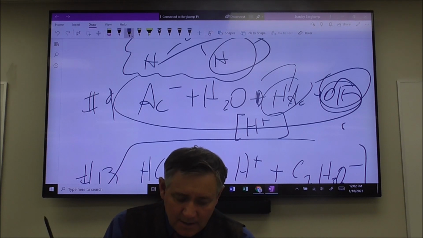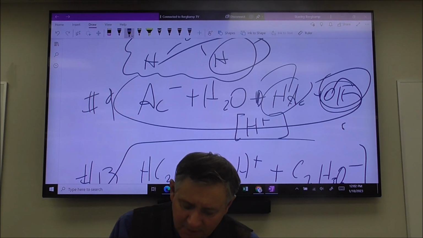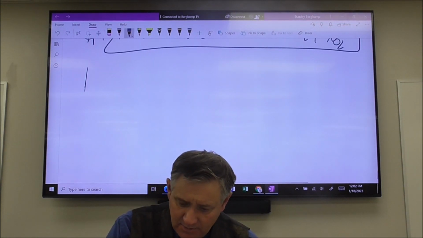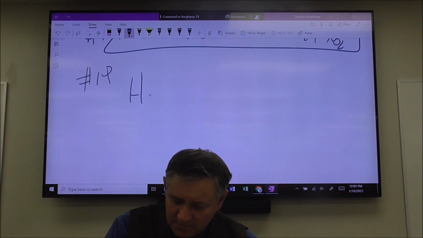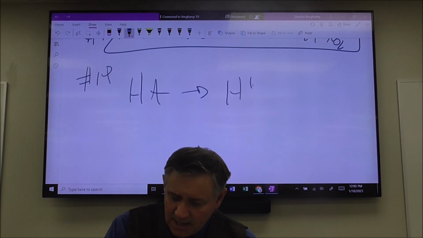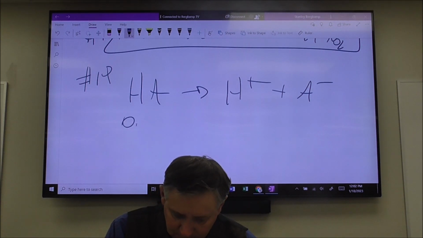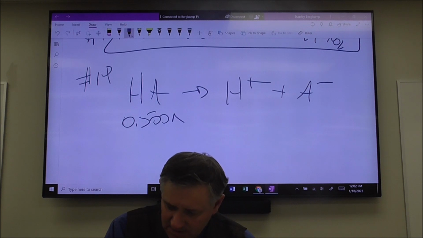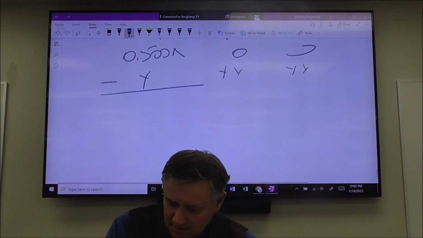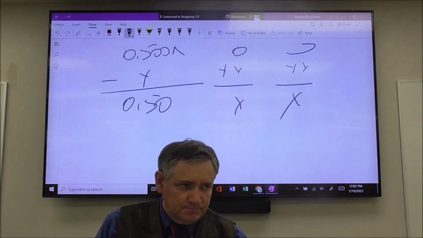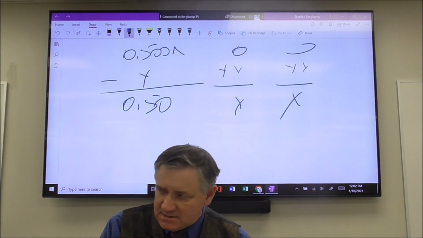Okay? Now, when you get to number 19, what is the concentration of hydronium ions and the pH of a 0.5 molar solution of acetic acid? So on number 19, you're going to go old school. Here's my acetic acid. It's going to ionize into hydronium ions and anions. You have the 0.5 molar solution of this. This is 0, 0, minus x, plus x, plus x. This becomes 0.5, this becomes x, this becomes x. Old school, okay?